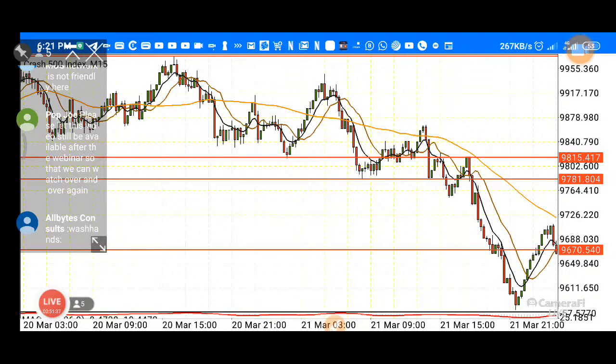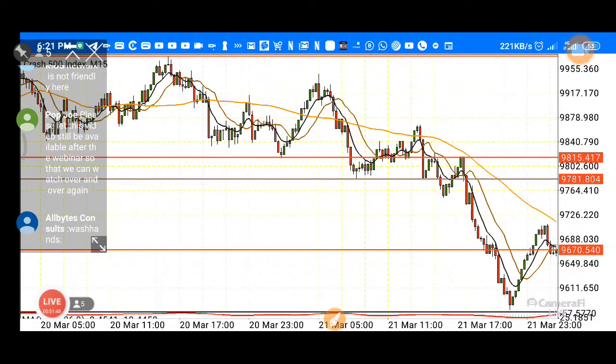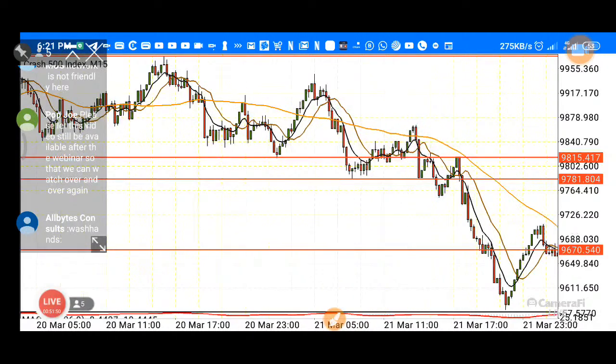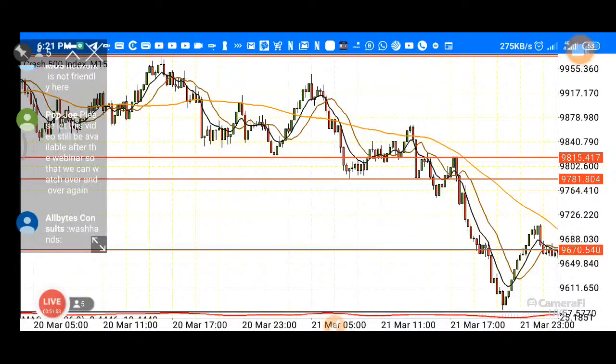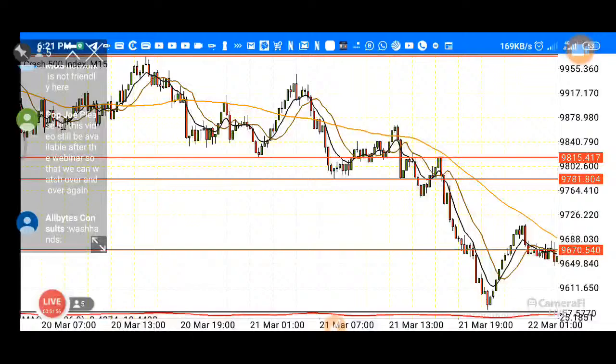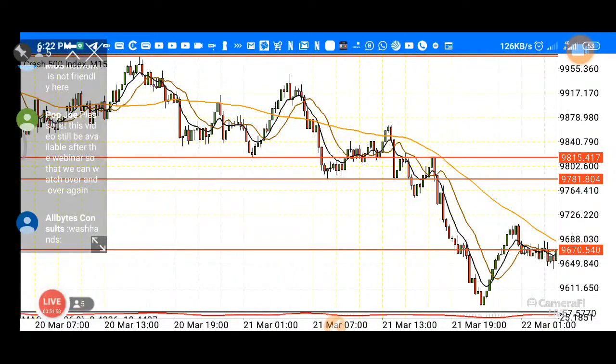So let's see. So the market has broken out this level again upward. Let's see what will happen. Now it is retesting it. Let's see if it will bounce on that level. Still trying to bounce. Okay, it has broken it down. You can see it has broken it downward and still retesting. So it broke it here totally and retested it here.